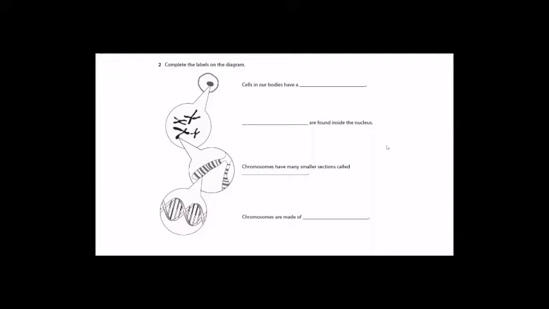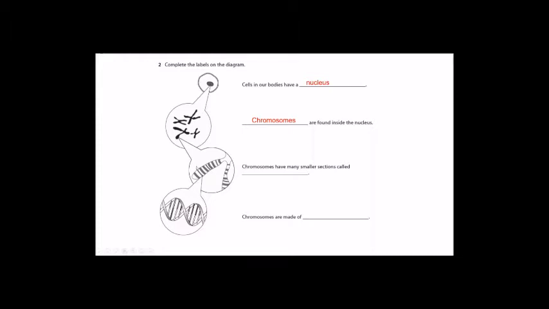Okie doke. So inside our cells, we said that we've got this central part, which is the most important part. That's our nucleus. Cells in our bodies have got a nucleus, and that contains all this genetic information. And the genetic information is on these strands, and those strands are called chromosomes. So a chromosome is a strand of genetic material.